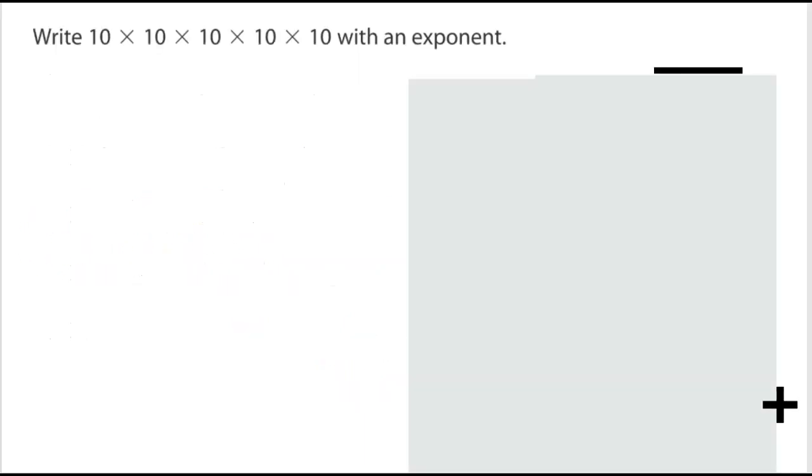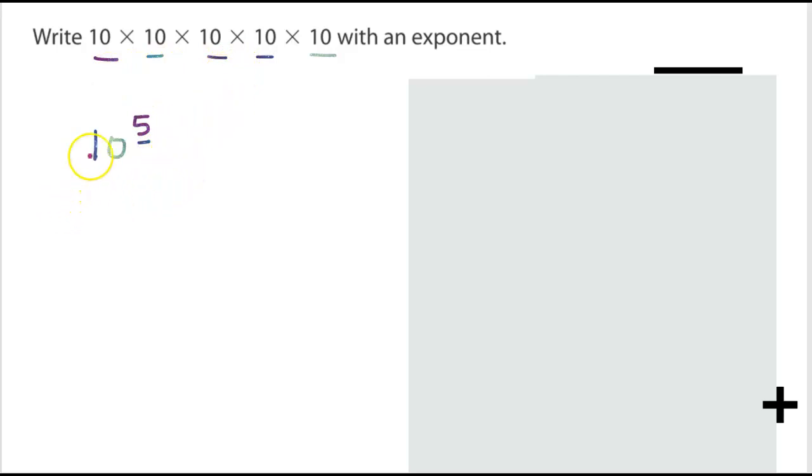I'm sorry, y'all. All right, so this one says, write 10 times 10 times 10 times 10 times 10 with an exponent. Well, hint, hint, wink, wink. All you got to do is count how many 10s there are. 1, 2, 3, 4, there's 5. So I know that the exponent with a base of 10 is going to have the power of 5 because there are 5, and 10 is being multiplied 5 times.